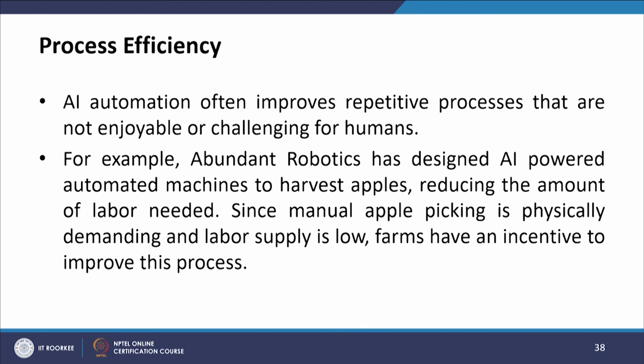Now, let us look at what AI process efficiency is and how AI is going to benefit that. AI automation often improves repetitive processes that are not enjoyable and challenging for humans. For example, Abundant Robotics have designed AI powered automated machines to harvest apples, reducing the amount of labor needed. Since manual apple picking is physically demanding and labor supply is low, farms have an incentive to improve this process. So, obviously, this was a time consuming and money consuming process.